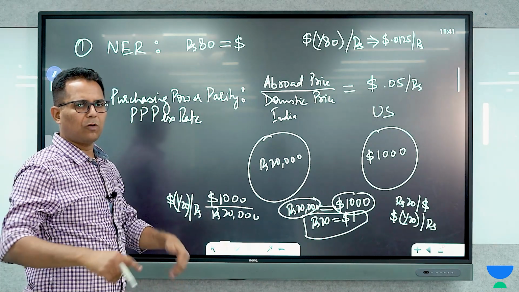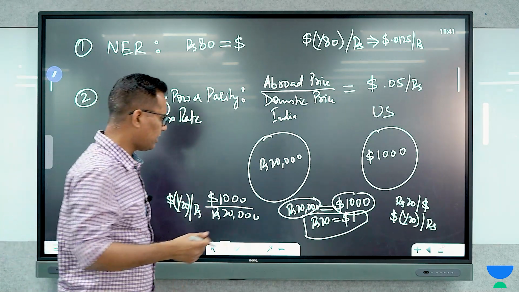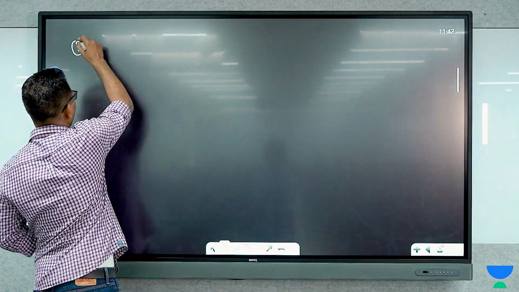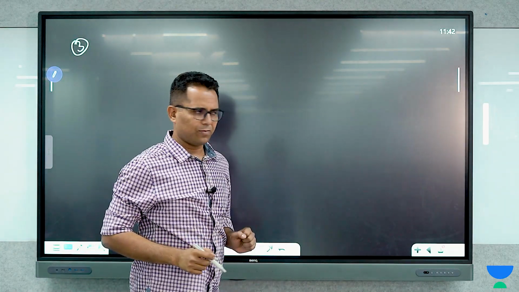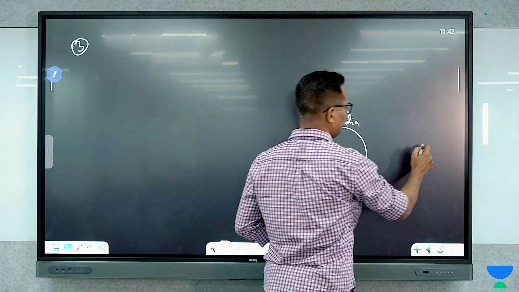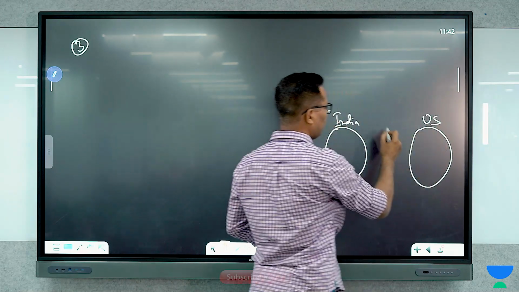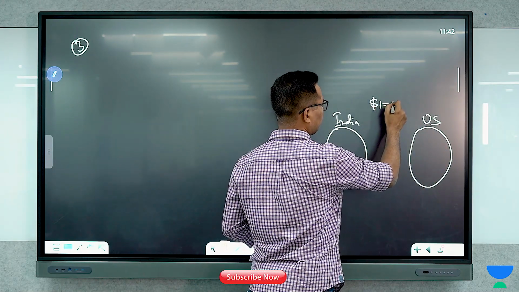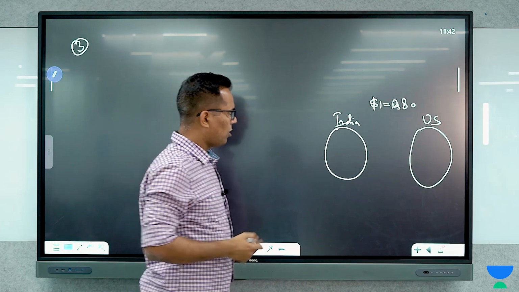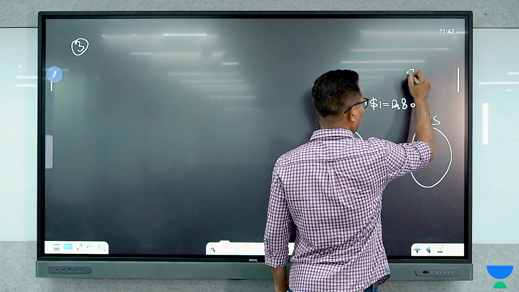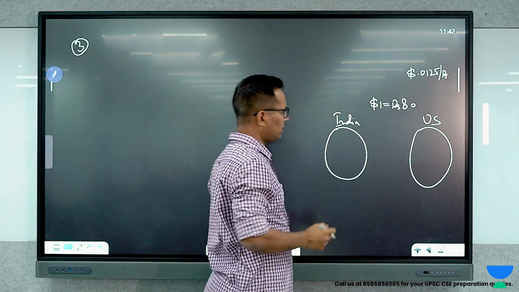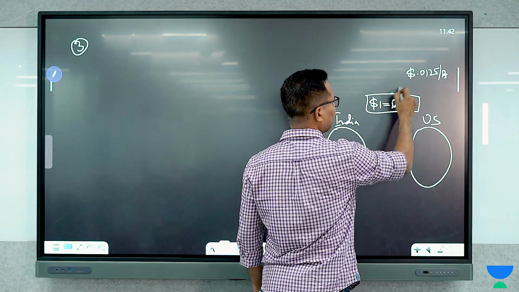Fine. Now let's move on to the third exchange rate. There are three kinds of exchange rates. To calculate the third exchange rate, let me just briefly tell you. Let me take an example. Suppose this is India, this is US, and our exchange rate is $1 is equal to rupees 80. Or alternatively, we write it as $0.0125 per rupees. This is the standard format.